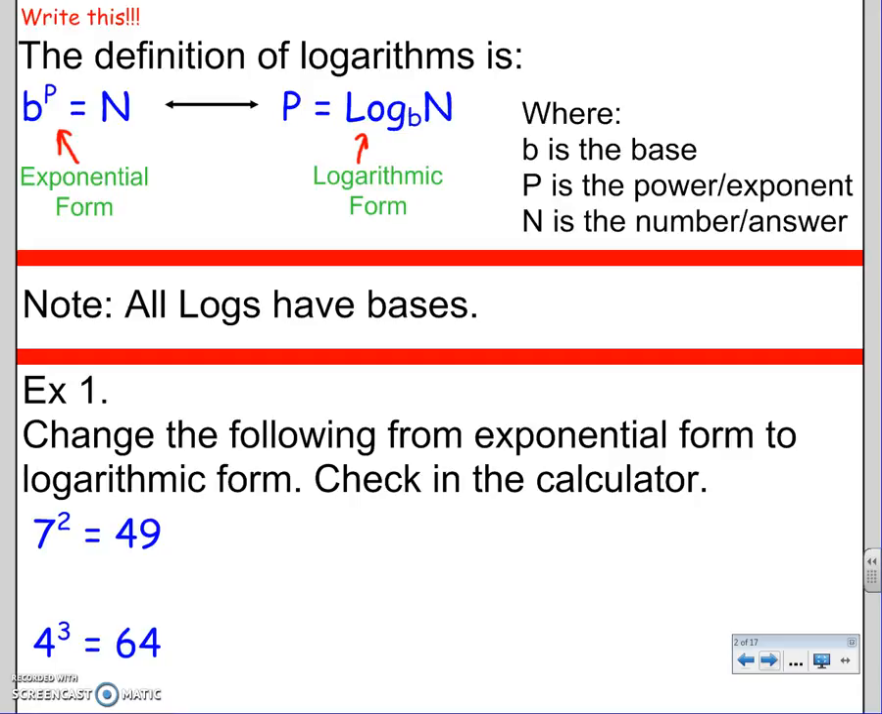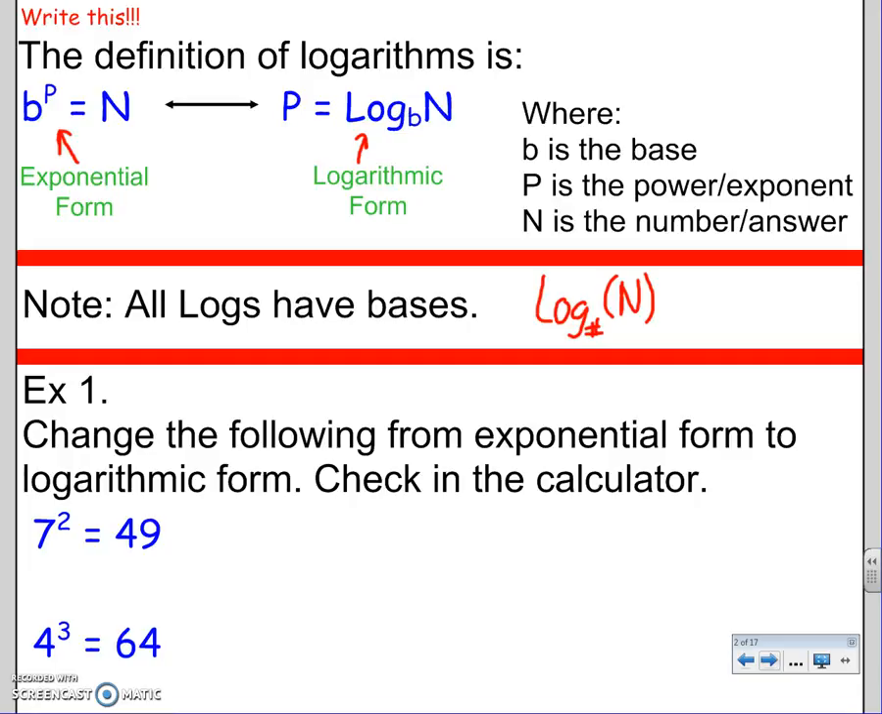Alright, now note, all logarithms have bases. So whenever you see the word log, there has to be something down here next to it before the number. So it could be number 10, it could be number 500, 3. All right, so log of a base and then number.